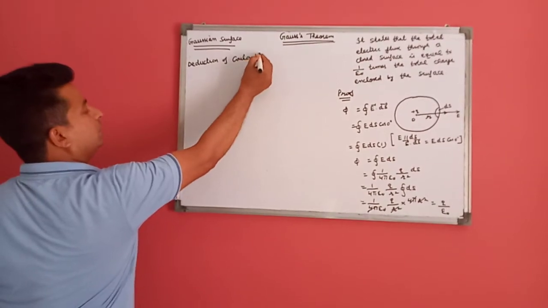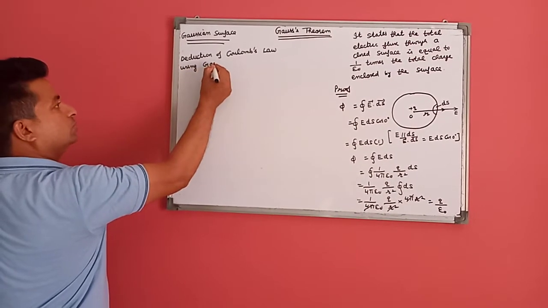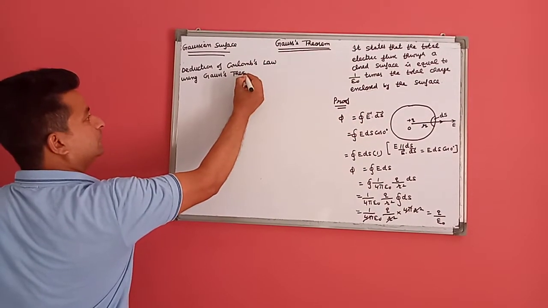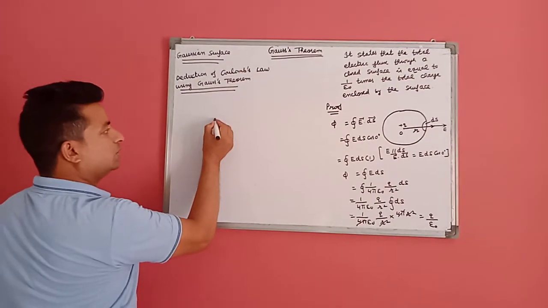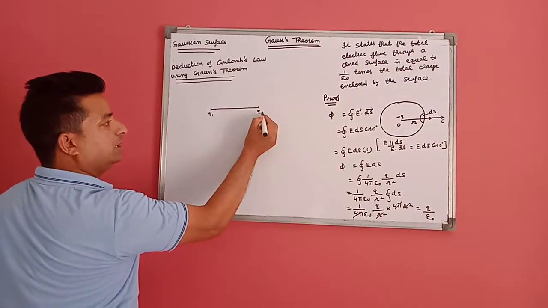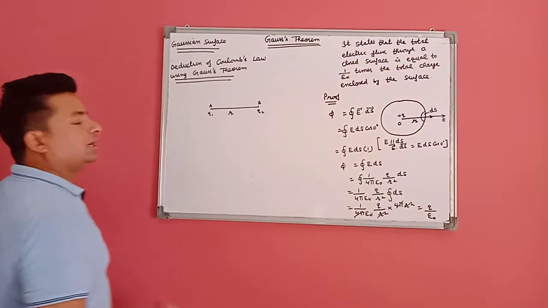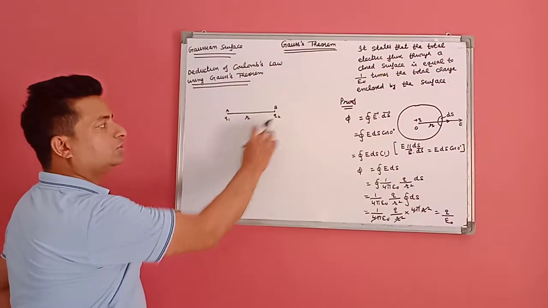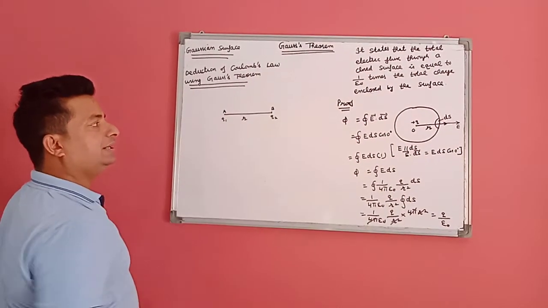After this, deduction of Coulomb's law using Gauss theorem. This topic is very important. For this, first of all, consider two charges Q1 and Q2. This is point A, this is B. Distance between them is R. First line is, consider two charges Q1 and Q2 placed at points A and B at a distance R apart.